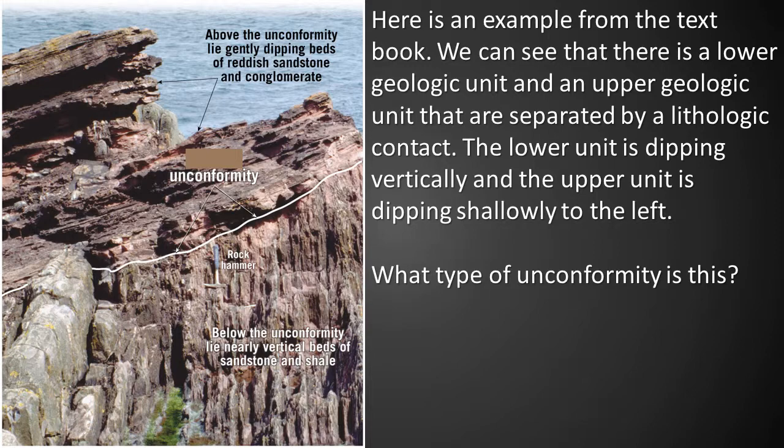Here's an example from the textbook. We can see that there's a lower geologic unit and an upper geologic unit that are separated by a lithologic contact. The lower unit is dipping vertically and the upper unit is dipping shallowly to the left. What type of unconformity is this? That's right, this is an example of an angular unconformity.